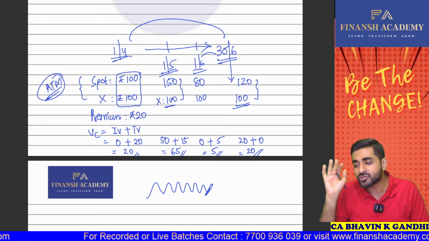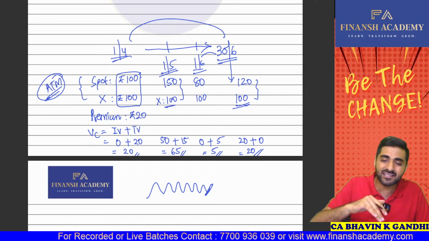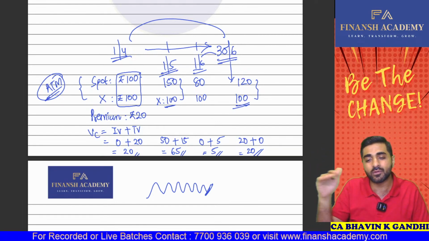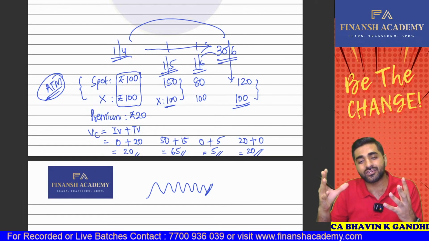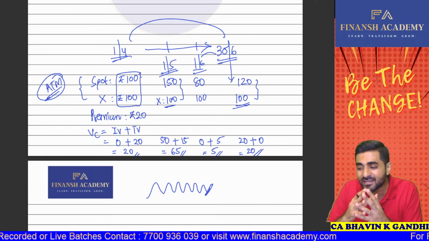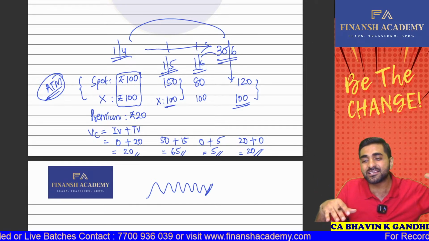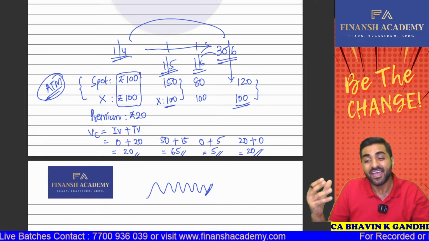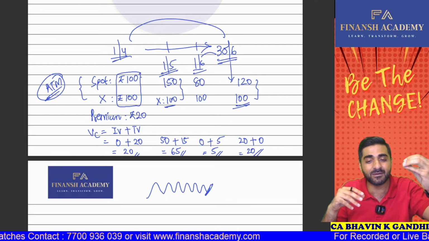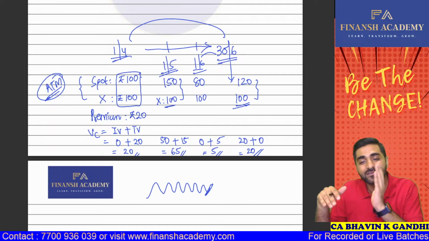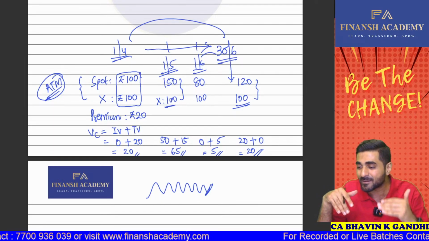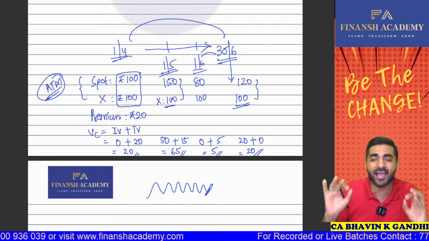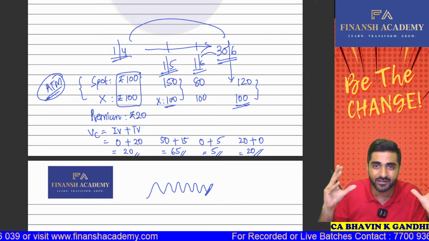So I hope, my dear students, you are understanding that this is going to be your entire premium calculation. I have explained all the permutations and combinations in this one example of a call option. As you can see, first it was at the money, then it becomes in the money, then out of the money, then again in the money. So this is how the premium has intrinsic value and time value components attached to it.